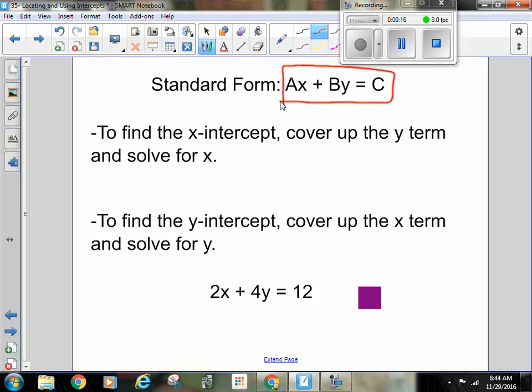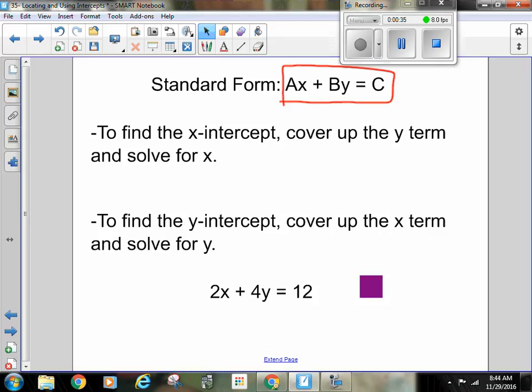So to find your x-intercept, you're going to cover up the y term and solve for x. So for example, we would cover up the by and we would solve that for x. Okay, and to find the y-intercept, we're going to cover up the x term and solve for y. So we would cover up that term and we would solve for y. So if we look down here, we have an example.